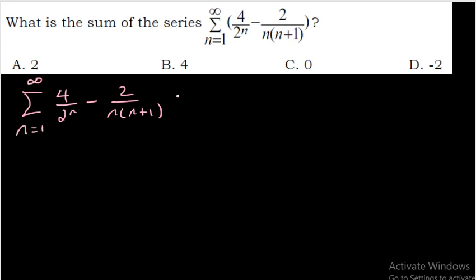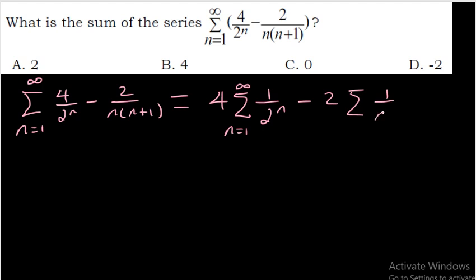Okay, this series I can break down and write as 4 times the sum of 1 over 2 to the power n, from n equals 1 to infinity, minus 2 times the sum of 1 over n times (n plus 1), n from 1 to infinity. What did I do? Let me explain. First of all, there is a minus in the middle, so I can write it separately. The 4 is a constant, so you can extract it, and what remains is 1 over 2 to the power n.